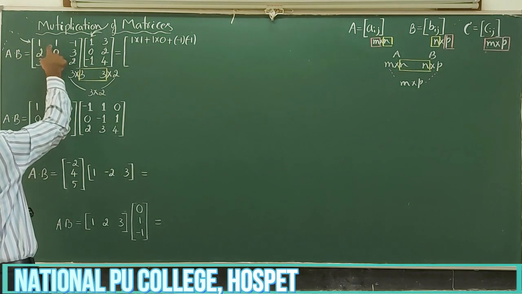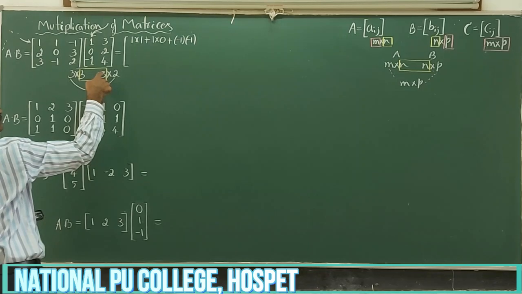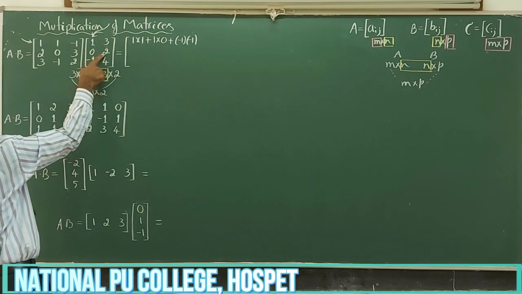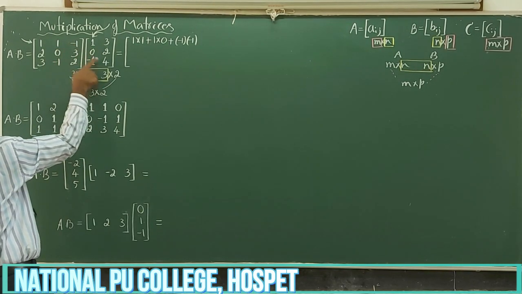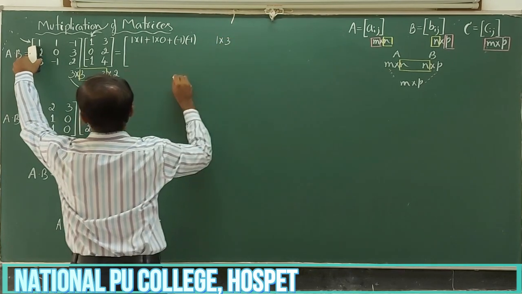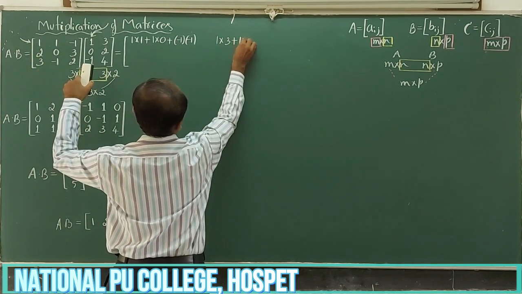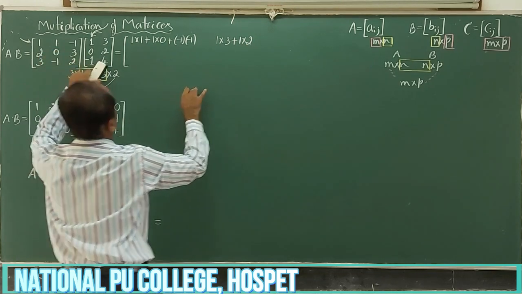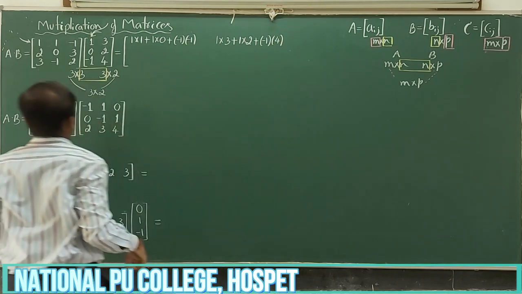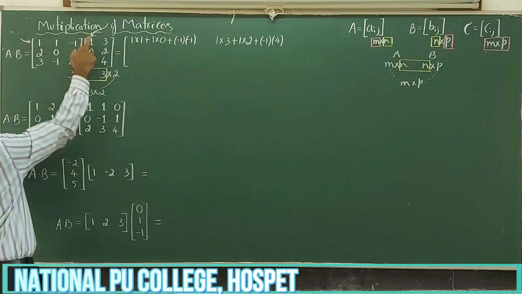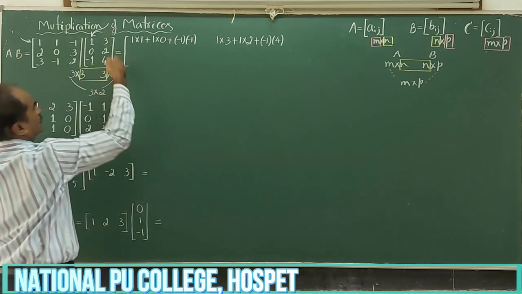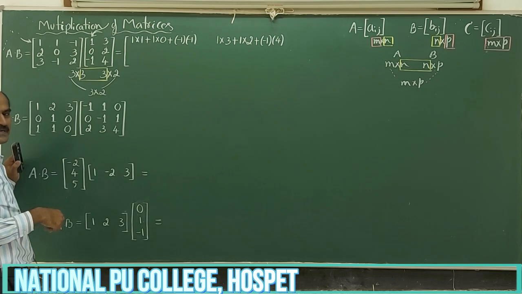Repeat this. Take first row and second column. What are the pairs now? 1, 3, minus 1, 2, 1, 2, minus 1, 4. 1 into 3 plus 1 into 2 plus minus 1 into 4. I completed first row, first column written here, first row, second column. No more columns. All the columns are exhausted in the second matrix.